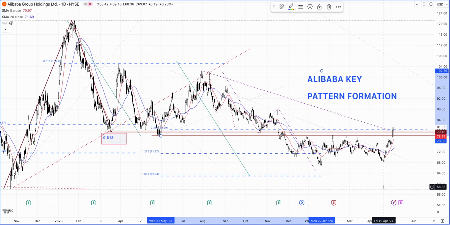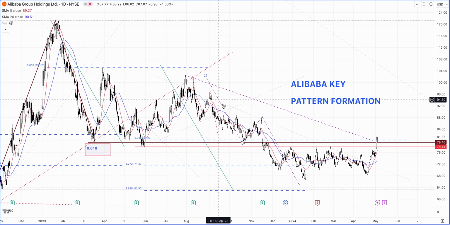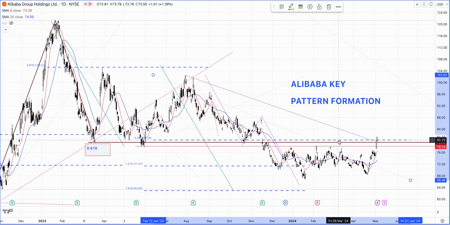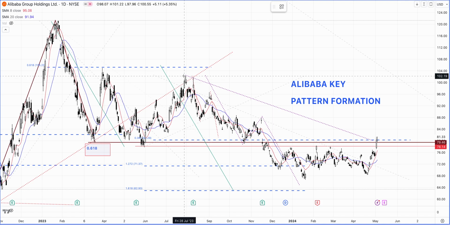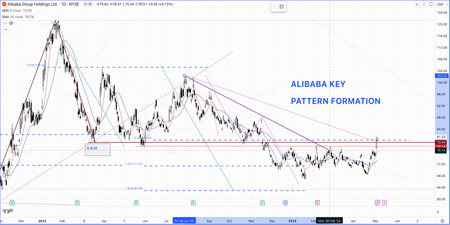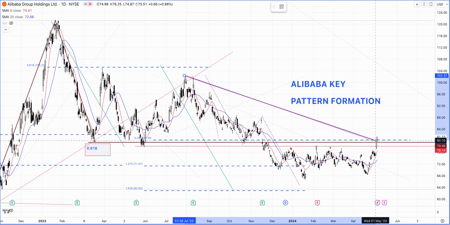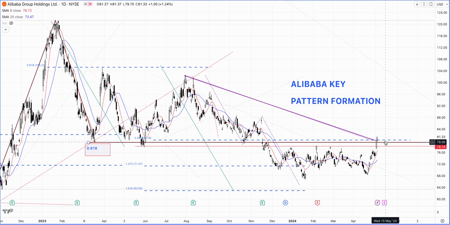But here, just from a technical perspective, after these pattern formations it has gone into a really long several months consolidation, and now it has broken above, or it is trading right at the 38.2% retracement of this really significant high around here to right here. So this is where it is at the moment, breaking above the $80 per share level. In my opinion, it's very positive for the stock.